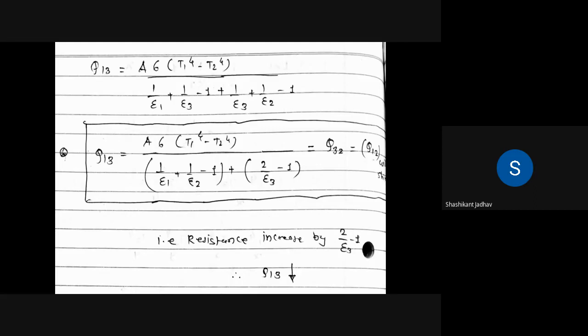Okay, so that is resistance is increases. The resistance already there, when there was no radiation shield, what was the resistance? Only the term 1/epsilon1 + 1/epsilon2 - 1. There the additional term that has come is 2/(epsilon3 - 1). So that is resistance is increased by 2/(epsilon3 - 1). So therefore Q13 decreases.